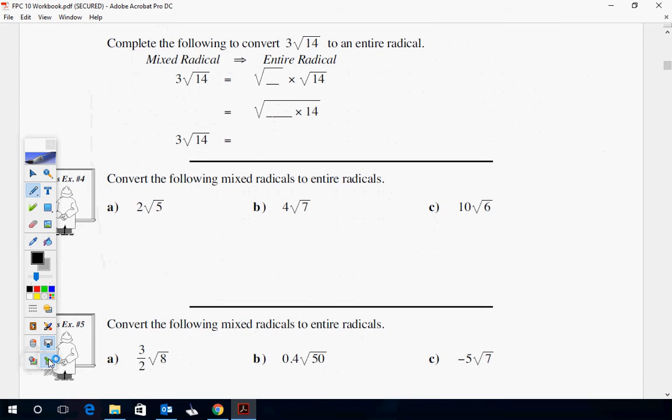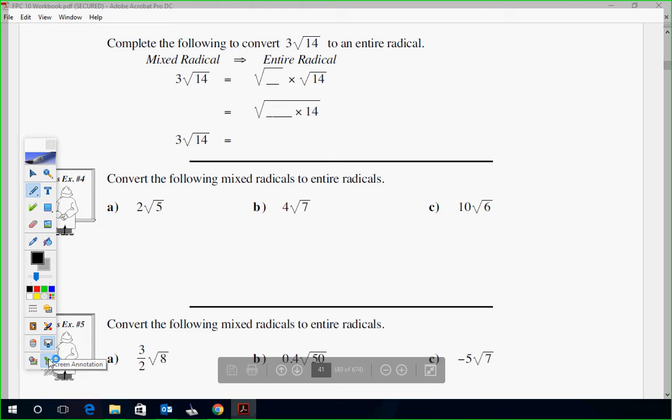So we go here. This quick example, 3 root 14, I'm going to write 9, right? Because 3 squared is 9. 9 times 14 is the entire radical, which gives me 126. So that's the entire radical from that mixed. So you take what's on the outside, you square it, and put it inside. That's it. Whatever's in there, you multiply it.